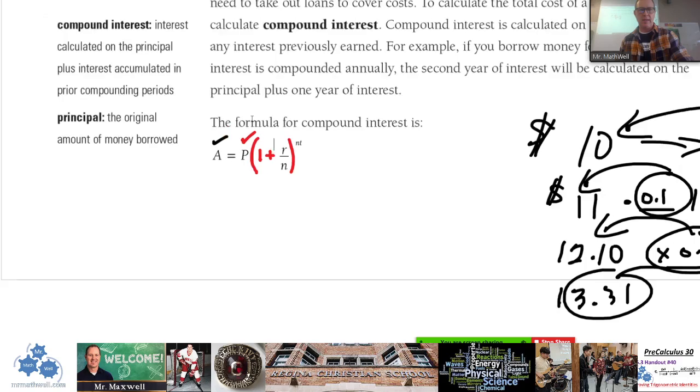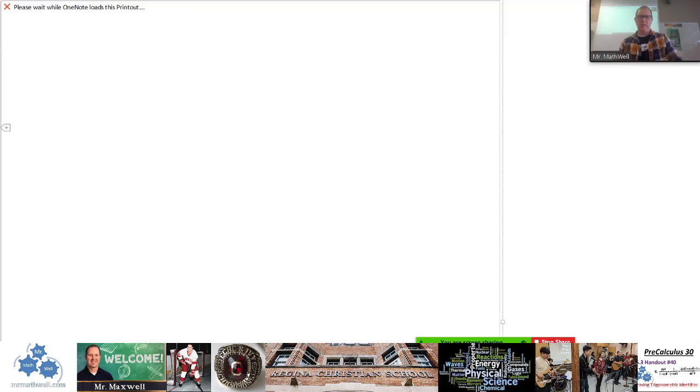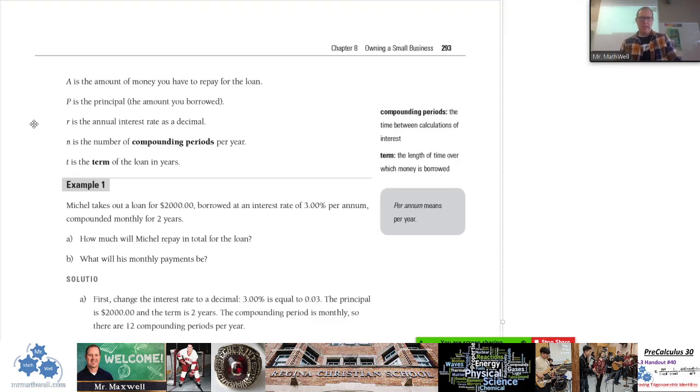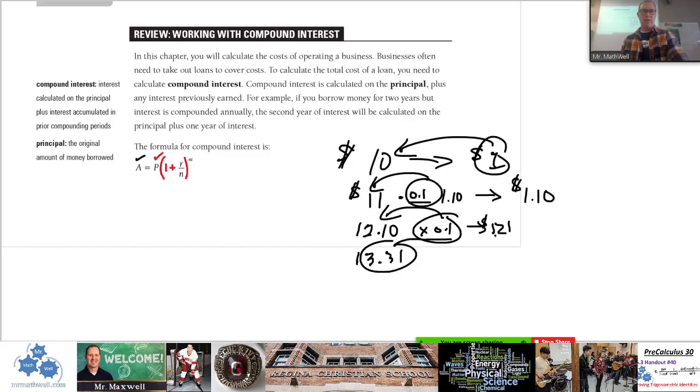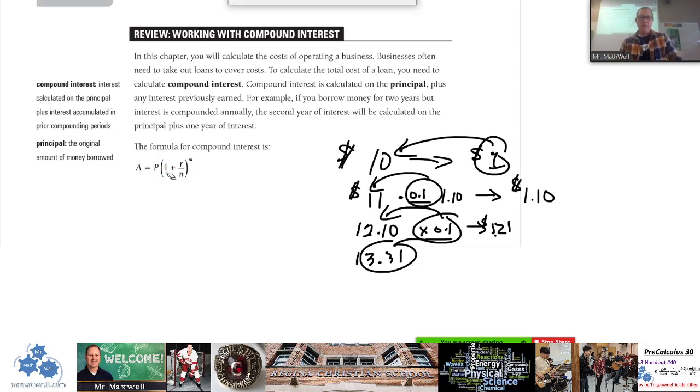I think actually, instead of me writing this out again, I think this is on the paper somewhere. Let me just, oh, here we go. A is the amount of money that you have to repay for the loan, so that's the total amount of money. And I am just going to, just give me 1 second. I'm just going to clip this little formula here.